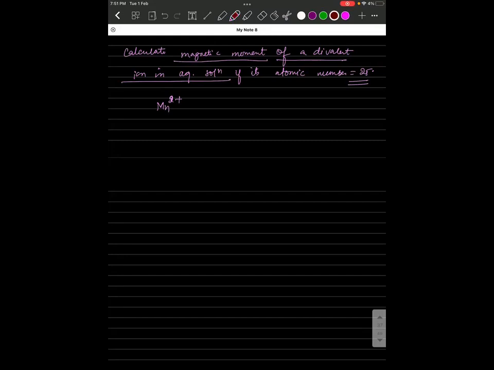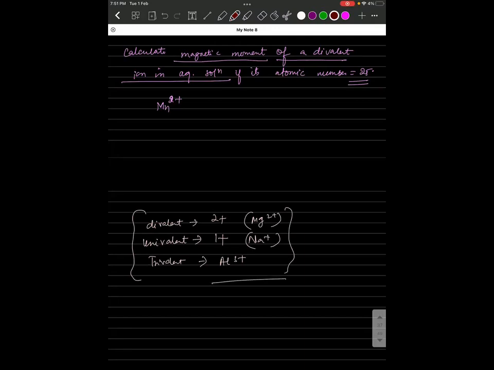Why are we taking it as 2 positive? Because here it is divalent. Divalent ion means the charge will be 2 positive. What is univalent? Valency will be 1, so the charge will be 1 positive, like Na+. Divalent is like magnesium. What is trivalent? Trivalent is aluminium, 3 positive. Just like this. So here, with atomic number 25, we have to take the divalent ion, so it is Mn2+.